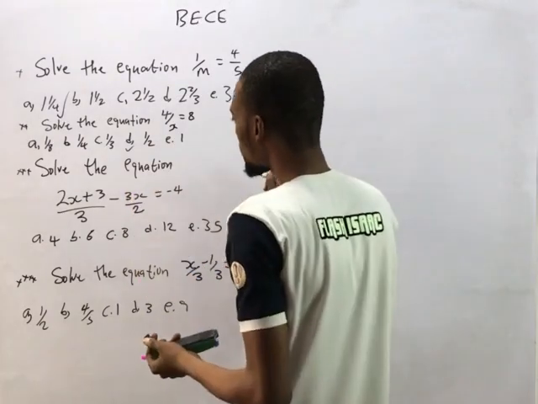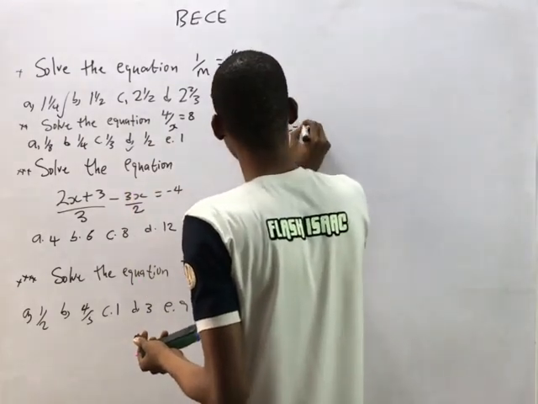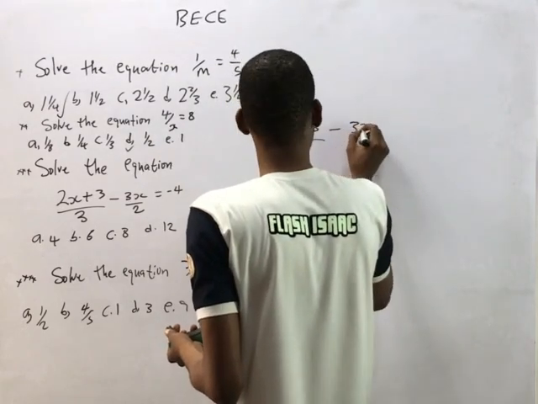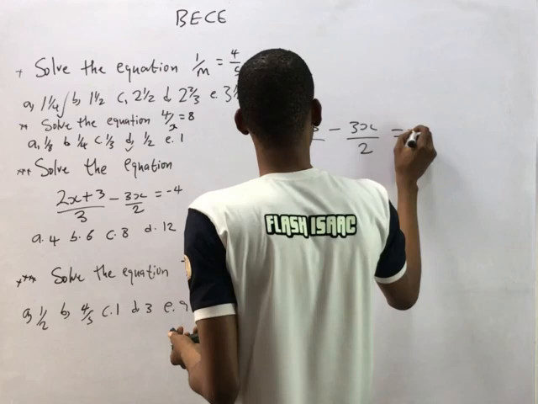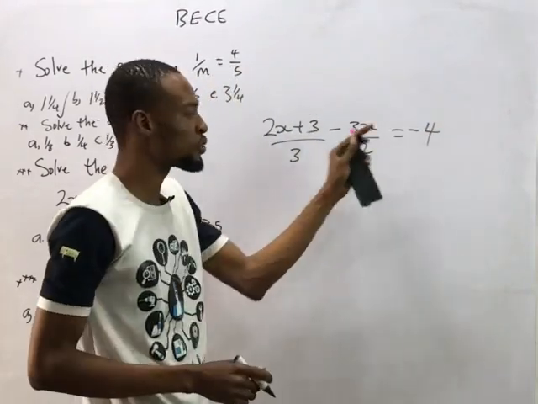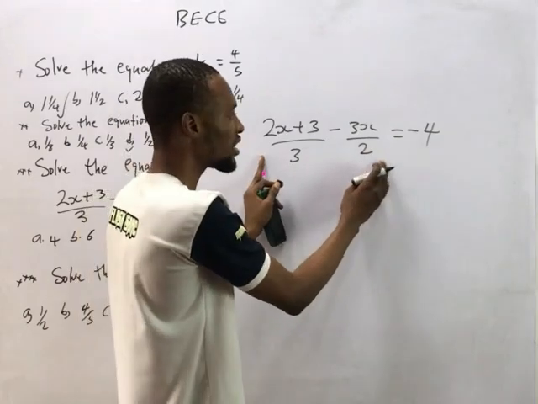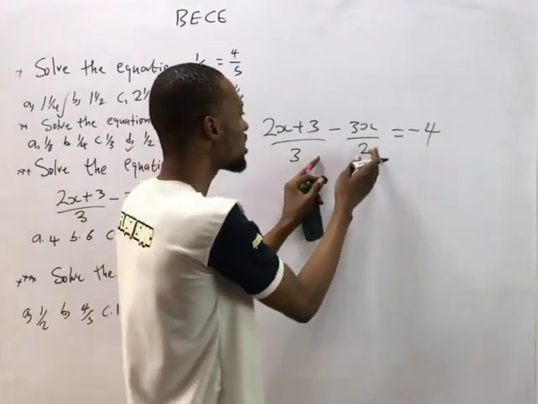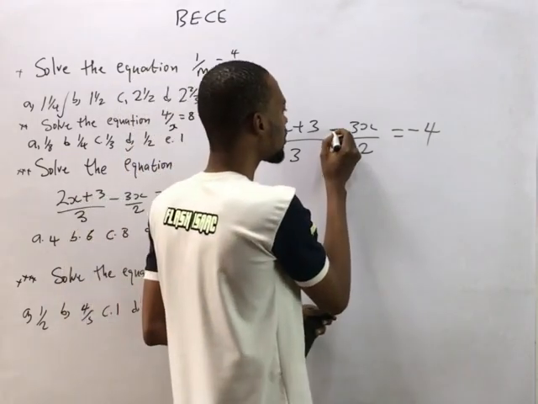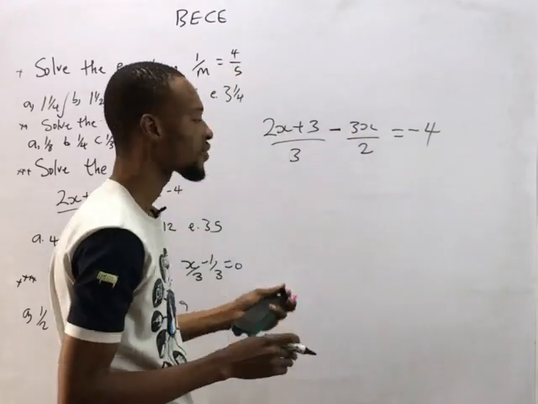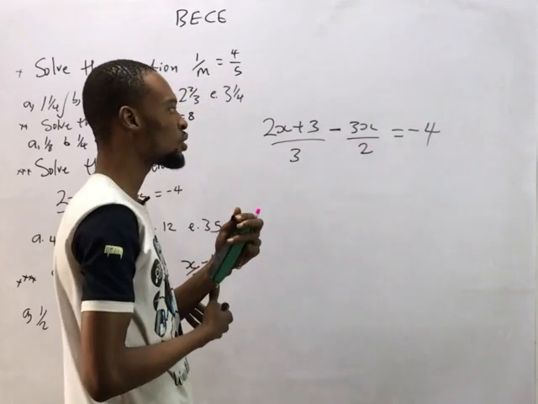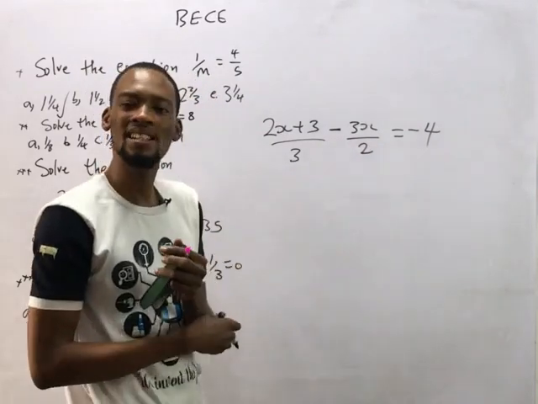This next equation says solve (2s plus 3) over 3 minus 3s over 2 equals minus 4. In this equation, you cannot cross multiply because you have two values here and one there. If it were a single value, you could cross multiply. And look at something else. This minus is holding them. So when minus is holding two values and you are solving them, there is a high chance that what you do is look for the LCM.